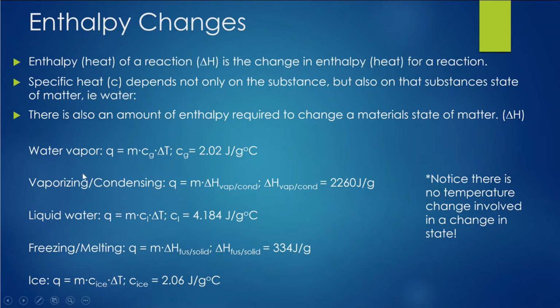So a quick notice, when we're warming up water vapor, we look at the temperature change. When we're warming up water, we look at the temperature change. When warming up ice, we have a temperature change. But when we're changing the state of matter, there is no delta T in that equation. The temperature does not change when you're going through a phase change. So if you have ice and you bring it up to a temperature of 0 degrees Celsius, your system should remain at 0 degrees Celsius until all of the ice has melted.